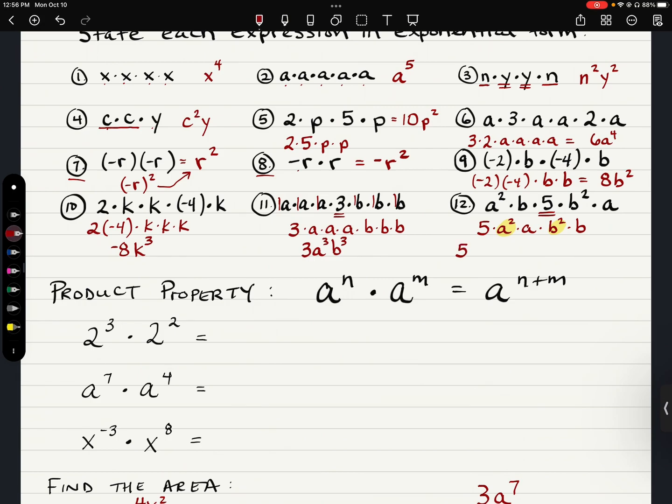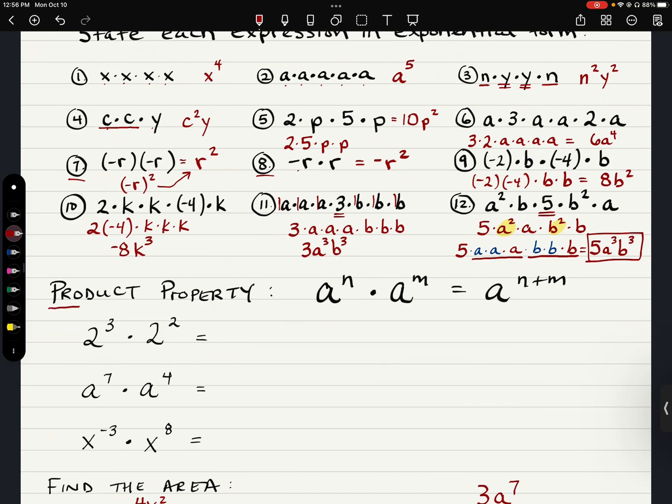This is like saying 5 times a times a, right, because that's what a squared is, times an a, and then our b squared is the same thing as b times another b. So when we put this all together, we've got our 5. We've got a times a times a, which is a to the 3rd. And then we've got b times b times b, which is b to the 3rd. So we get the expression 5a to the 3rd, b to the 3rd.